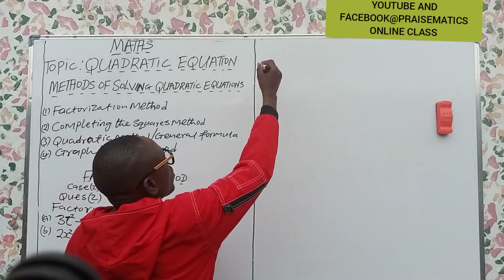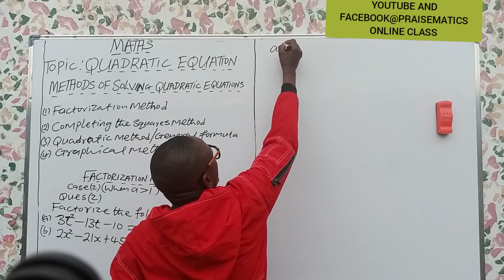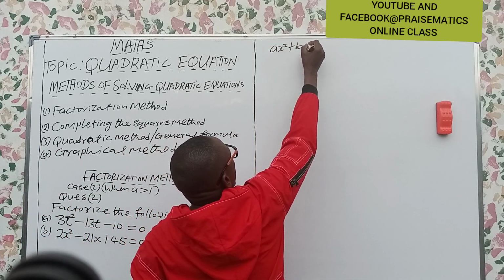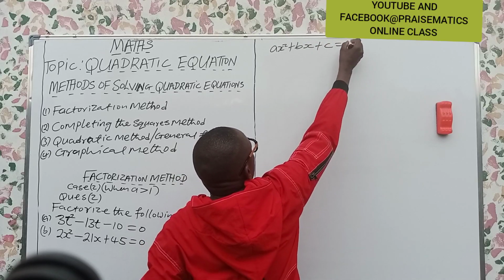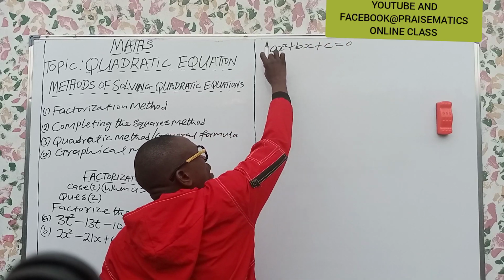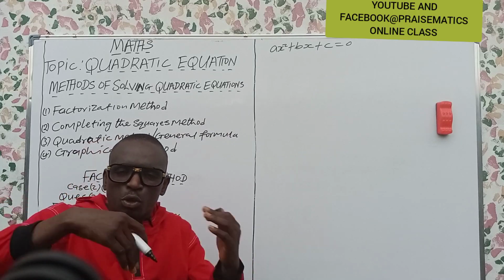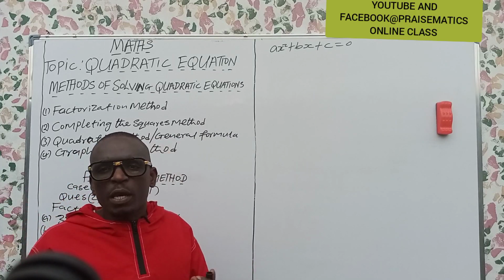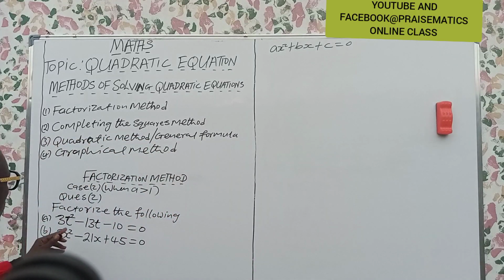You know that a quadratic equation is an equation of ax squared plus bx plus c equal to 0. So in this case, a will be greater than 1. A may be 2, 3, 4, 5. It depends. So we are going to solve. The question here says factorize 3t squared. Look at this. The coefficient of t squared now is 3. 3 is greater than 1.